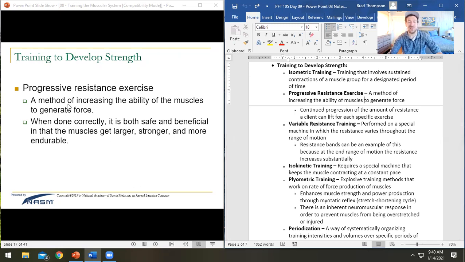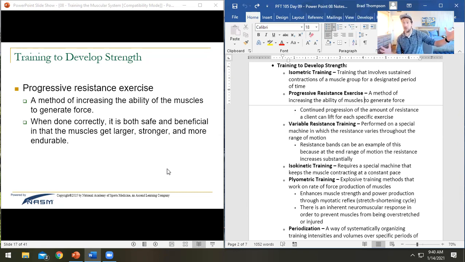So progressive resistance training, when it's done correctly, it's safe, it's beneficial. Your muscles get larger, they get stronger, and they get better endurance. Maybe you keep the weight the same and you try to do more repetitions. That's a great way to build endurance. Or you go up with the weight, or maybe you increase your time and retention. There's a million different ways to progress.